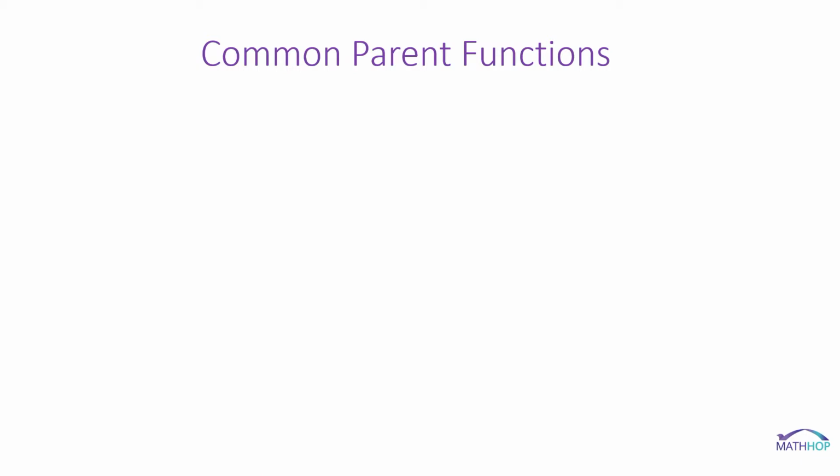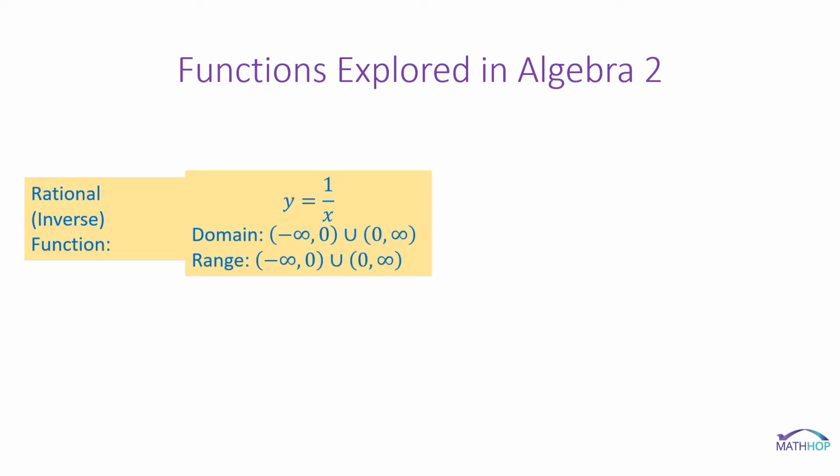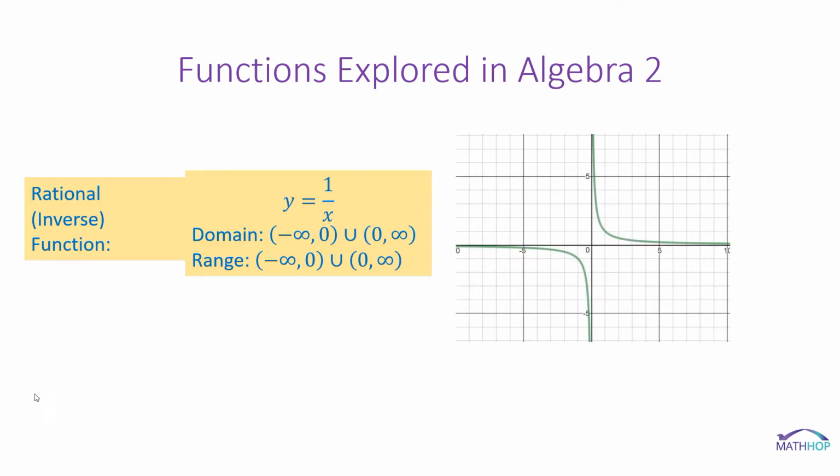Let's look at some functions, or parent functions, of the functions we will use in Algebra 2. The rational or inverse function is 1 over x, y equals 1 over x. Domain and range are in parts, and when we put up the graph, you will see why. The domain, or the input values, go from negative infinity all the way to 0, but not including 0, and then they continue again at 0, not including 0, all the way through infinity.